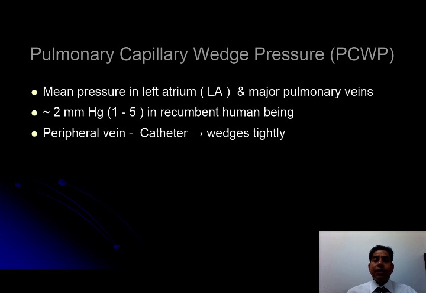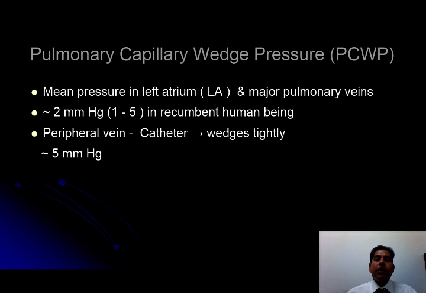So how you measure this is you introduce a catheter into the peripheral vein and just let it float in. So what will happen is from the peripheral vein it will enter into the right heart, go through the tricuspid valve, enter the right atrium, then into the pulmonary artery via the pulmonary valve, and ultimately it will float in the lung till it goes and wedges tightly in one of the bronchioles, major branches of the pulmonary artery.